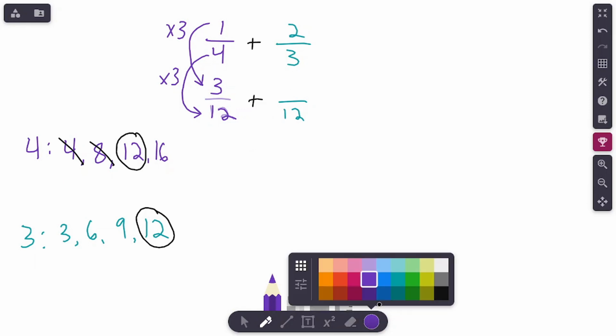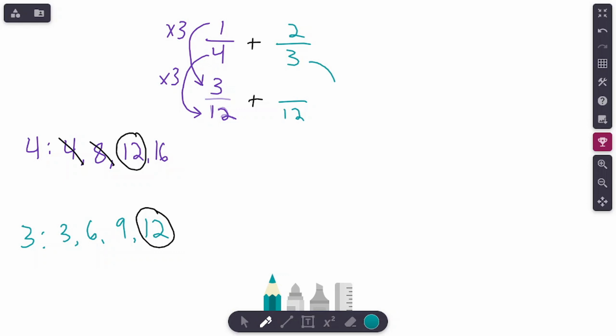Now, let's look over here at 2/3. 3 times what gives us 12? Remember, use your cheat sheet over here. That's going to be 1, 2, 3, 4. 3 times 4 gives us 12. Now if we multiply the denominator by 4, what do we do to the numerator? Multiply the numerator by 4. Whatever you do to the bottom, you do to the top. So 2 times 4 gives you 8.